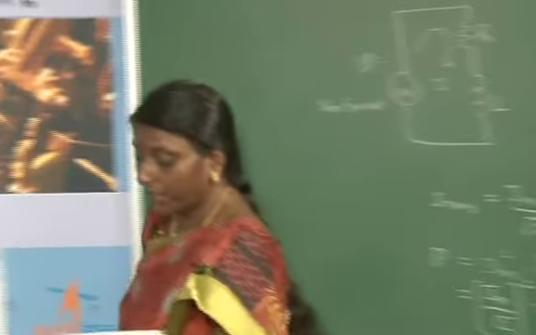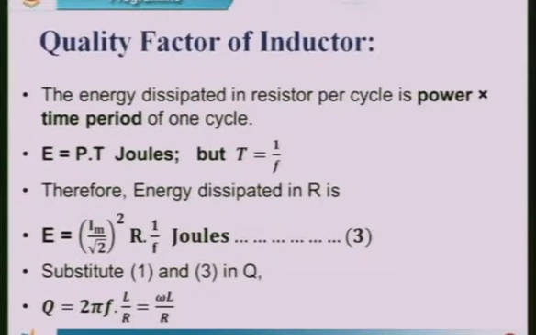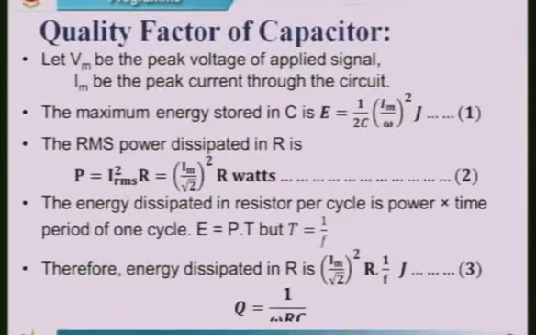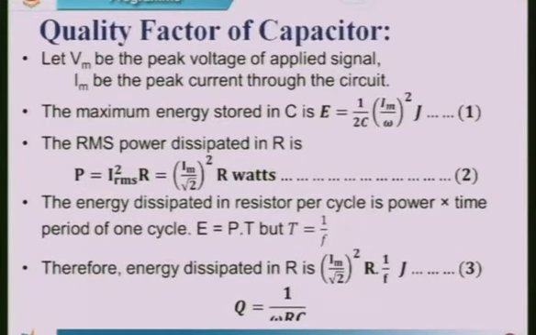In the same way, you can find the quality factor of a capacitive circuit. Again consider the circuit. I replace the inductor with the capacitance, and once again I am going to find the quality factor of a capacitor, because at resonance the quality factor of a circuit can be either the quality factor of an inductor or the quality factor of a capacitor.